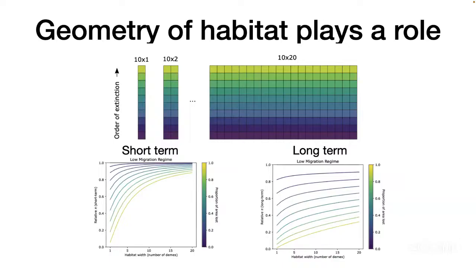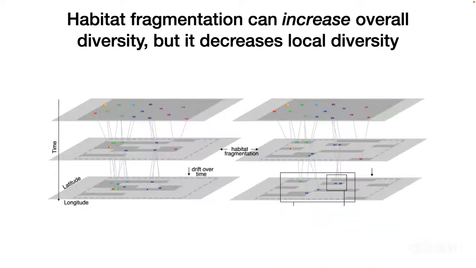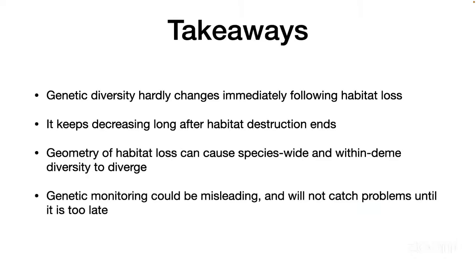We found that the geometry of the habitat plays a role. It's a bit interesting. I'm going to skip all of this. Whether the habitat is fragmented versus whether you are deleting a continuous portion plays an interesting role. But I'll just end with some takeaways here, which is that what was surprising to us is that genetic diversity really doesn't change immediately following habitat loss, but it does keep decreasing. Even if we just destroy habitat and then let the population evolve, genetic diversity keeps going down.